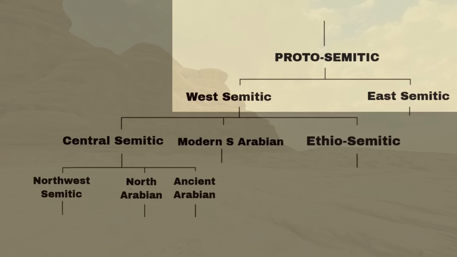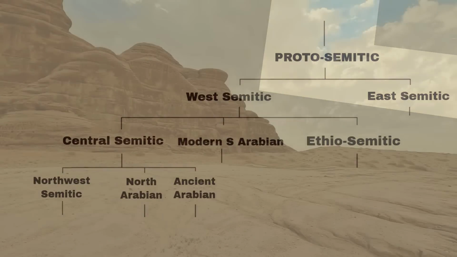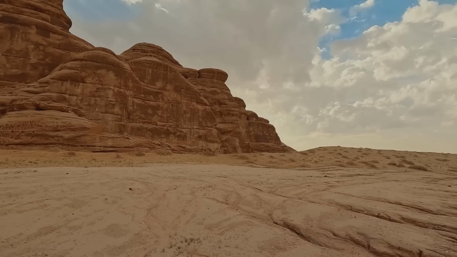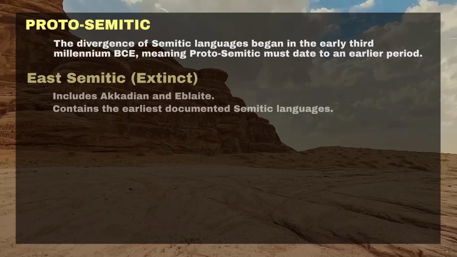Let's take a look at this first branch, East Semitic, which is an extinct branch of the family. This group consists of two sub-branches, Akkadian and Eblaite. This branch has the particular prestige of containing the earliest documented Semitic languages.